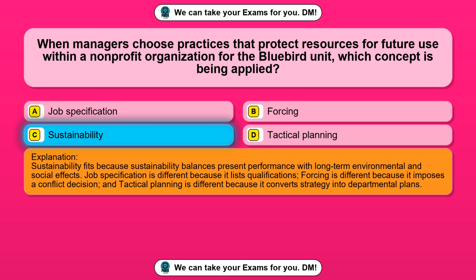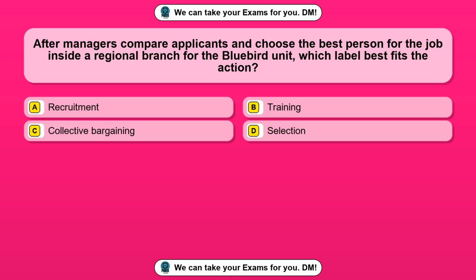Question 86. After managers compare applicants and choose the best person for the job inside a regional branch for the Bluebird unit, which label best fits the action? Option A, recruitment. Option B, training. Option C, collective bargaining. Option D, selection. The correct answer is option D, selection.